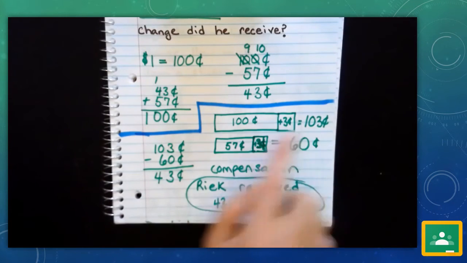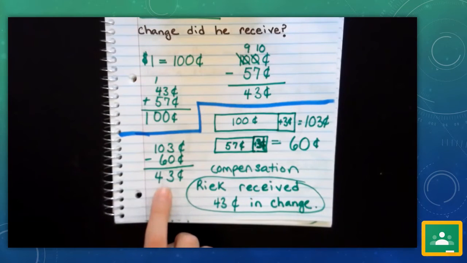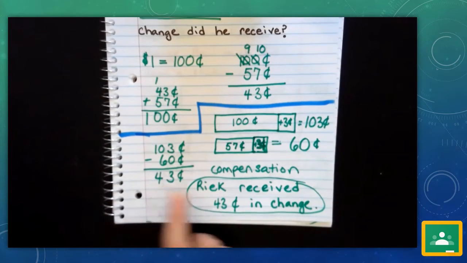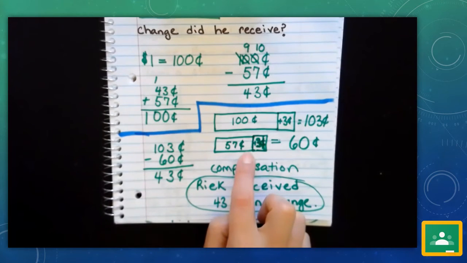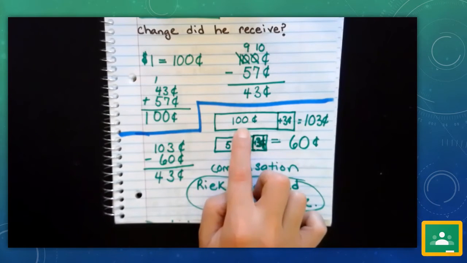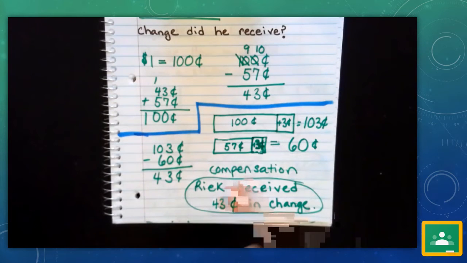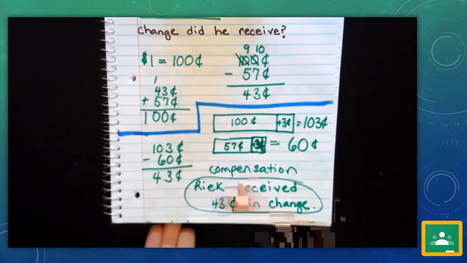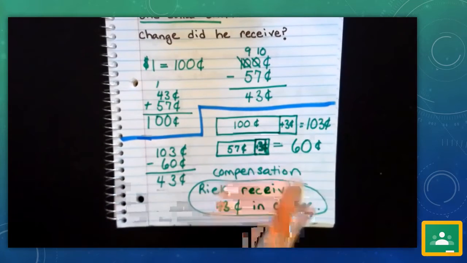So then when I subtracted 103 minus 60, I still got the answer of 43 cents. That's because I used compensation. I added a little bit more to my part. I added a little bit more to my whole so that I can use numbers that are easier to subtract, okay? So if you understand compensation, maybe give it a try today.